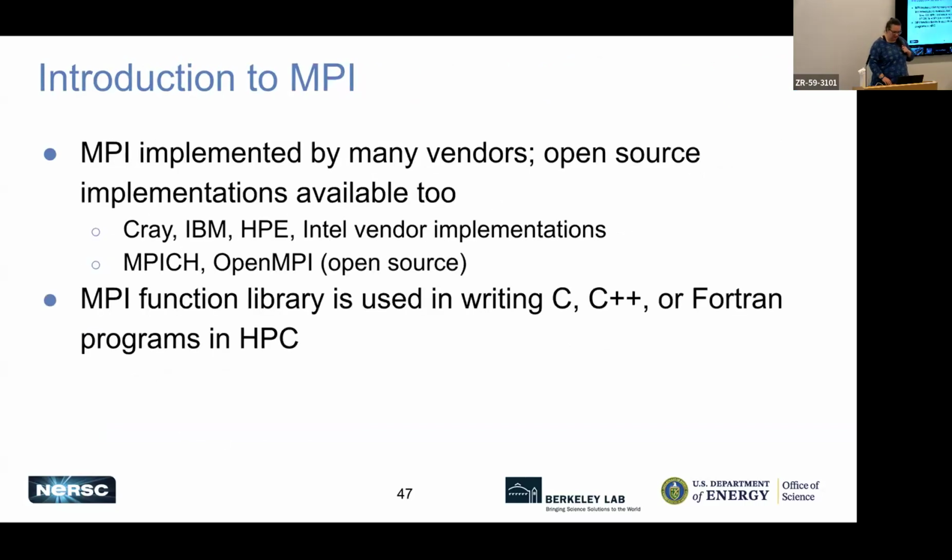MPI has been implemented by many vendors, and there are also open source implementations available, of course. Cray, now called HPE, has their vendor implementation. Intel has a pretty good implementation as well. Then there are other ones like MPICH that came out of Argonne National Lab, and OpenMPI. Those are both open source implementations. Basically, you use the function library from MPI to write your C, C++, or Fortran program for your supercomputer. Okay?